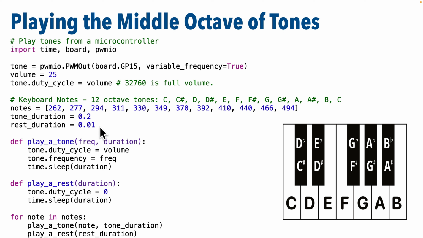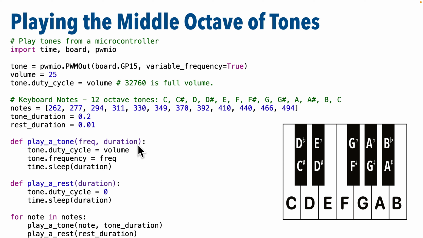And I'm going to set a very short rest_duration of just 1/100th of a second, but feel free to change this too. Now I've also written 2 functions that you can reuse to play notes or rests, and the rests are the time between the notes. So play_tone takes 2 values, a frequency, which is the note, and the duration, which is the length of time we should play that note for.